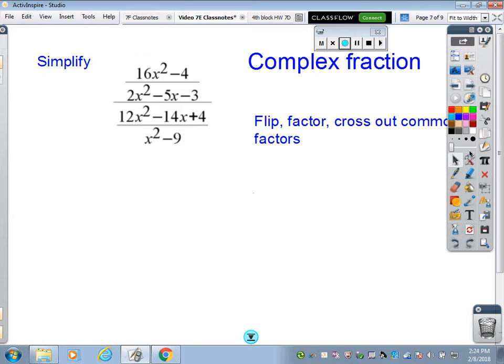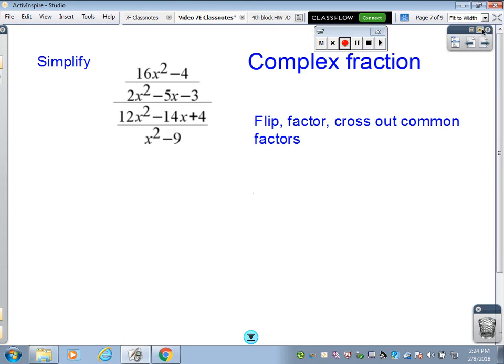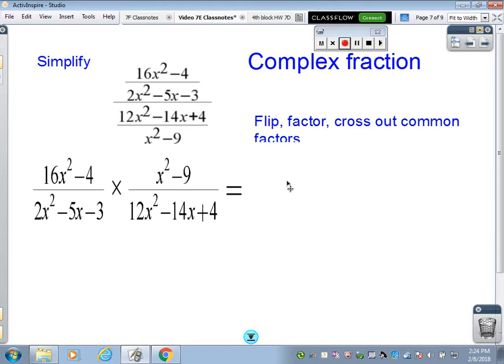All right, and then we talked about complex fractions. Complex fractions is just a fraction over a fraction. All right, so since I have a single fraction over a single fraction, I can flip, factor, and cross out common factors. So the first thing I'm going to do is flip and multiply. So that's what I did here. We flipped and multiplied. And then I'm going to factor everything that I can factor.